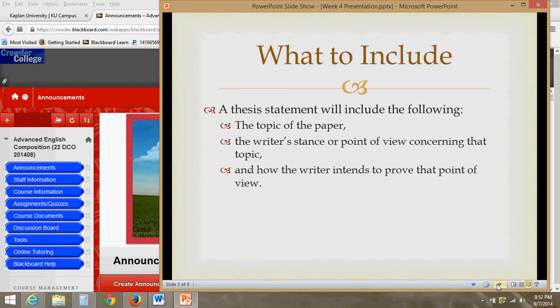And why would we do this? Well, you see, the thesis statement is kind of like a roadmap to the rest of the paper. It's supposed to let the reader know what's going to happen, so there's not a bunch of surprises. It should be clear what the main idea is going to be, so then the rest of your paper can work to prove that point of view rather than leave the reader guessing all the time what's going to happen. So it's important to include the topic of the paper, the point of view you're taking concerning that topic, and how you plan to prove it.